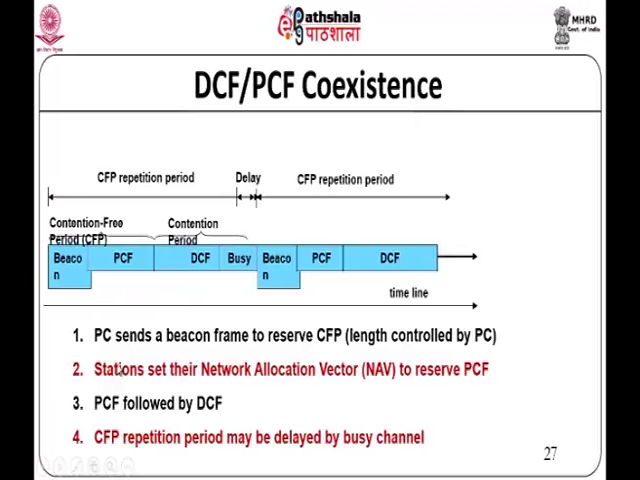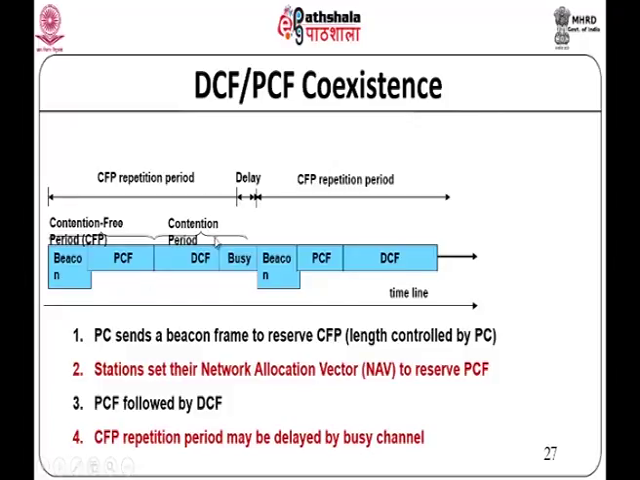Okay. So normally the sequence will be like this. The PC first, the point coordinator or the AP, will send out a beacon frame to reserve this contention free period. So the duration for which it wants to access will be first reserved by it. Then the stations will set what is called the network allocation vector to reserve that particular point coordination function for that particular time. Okay. Now they will be able to transmit for that duration of time.